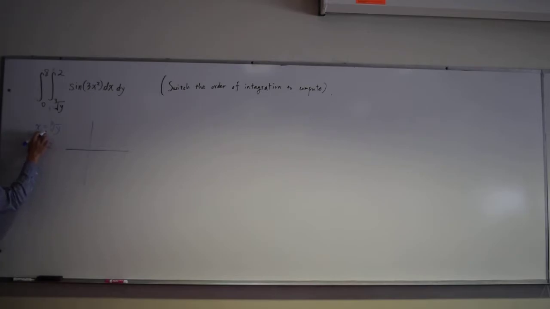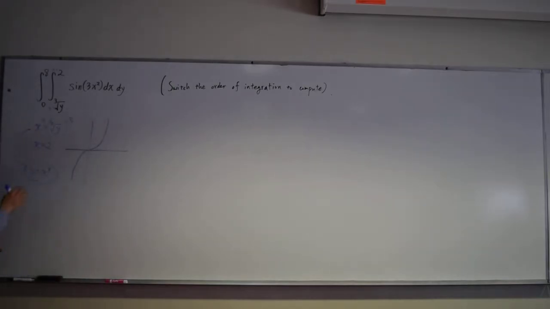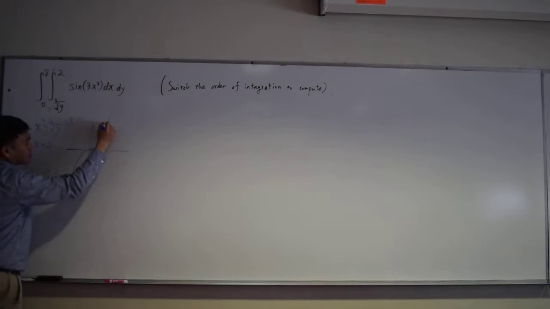Now this might look foreign to you, but if you take the cube of each side to get rid of this cube root, what do you get? That's y equals x cubed, right? Everyone should know the graph of y equals x cubed. It's like this. And then x equals 2, that's simply a vertical line.